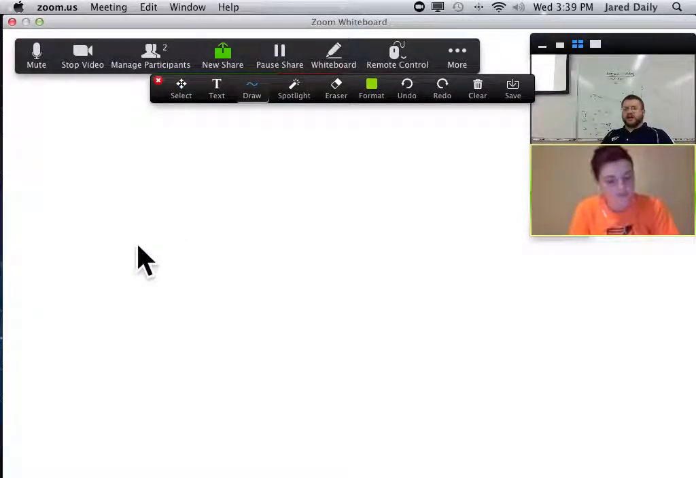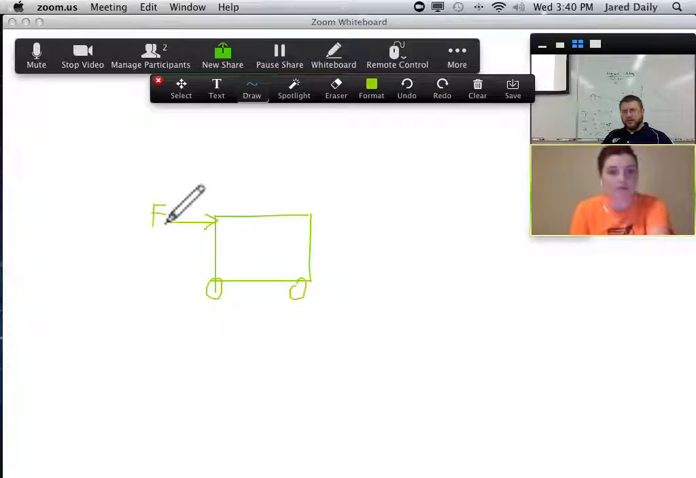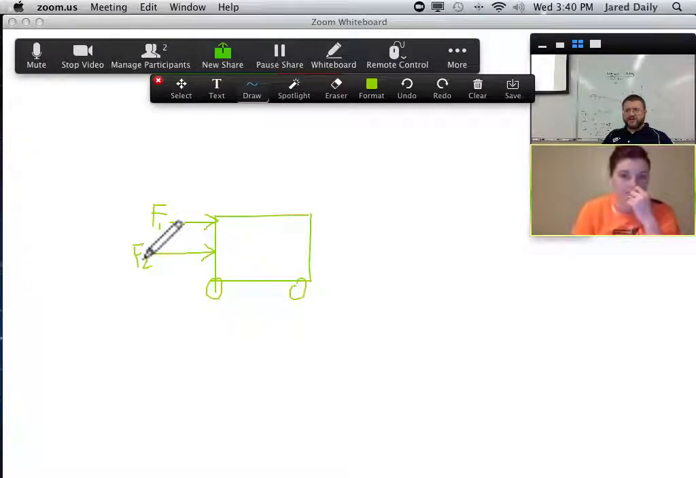So this is what it's going to look like. We're going to have our cart, wheels. We're going to have 2 forces on it. We're going to have a force of Ernesto. We'll call it force 1. We'll have another person pushing with some other force, force 2. And they're pushing the cart. What other forces are involved here?